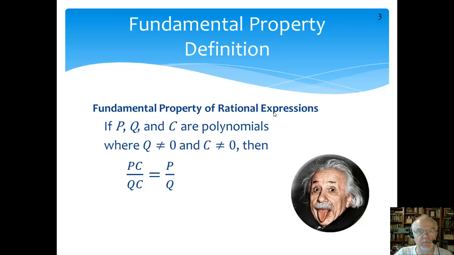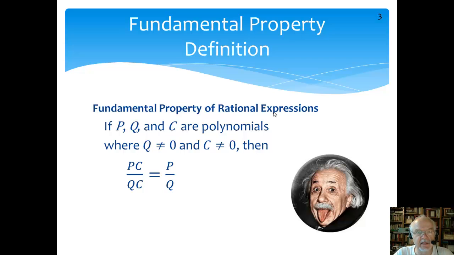So 1, of course, as you remember, is one of the two most important numbers in algebra. It's called a multiplicative identity, and here's why it's called a multiplicative identity. It reveals that when I multiply P over Q by 1, I get P over Q.